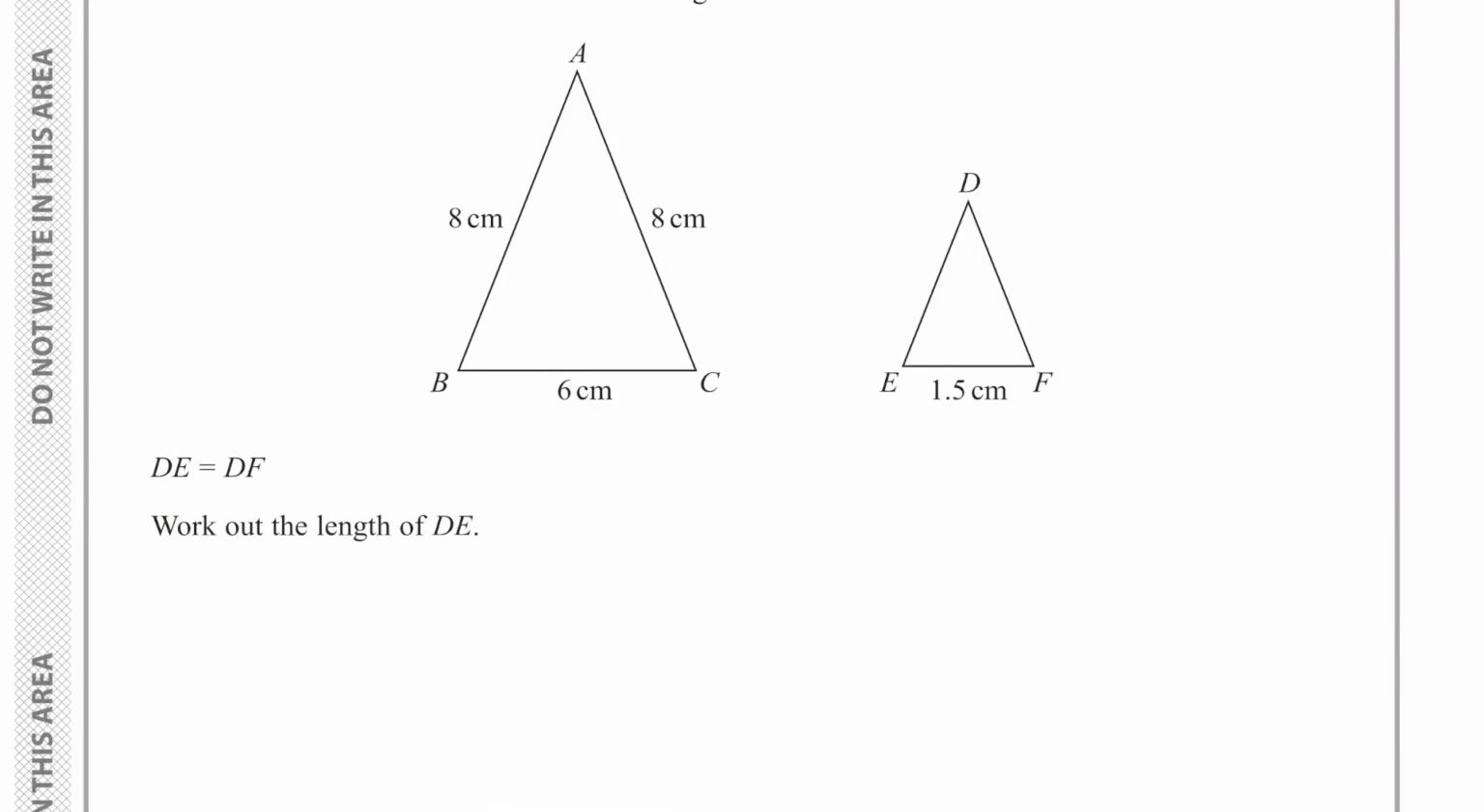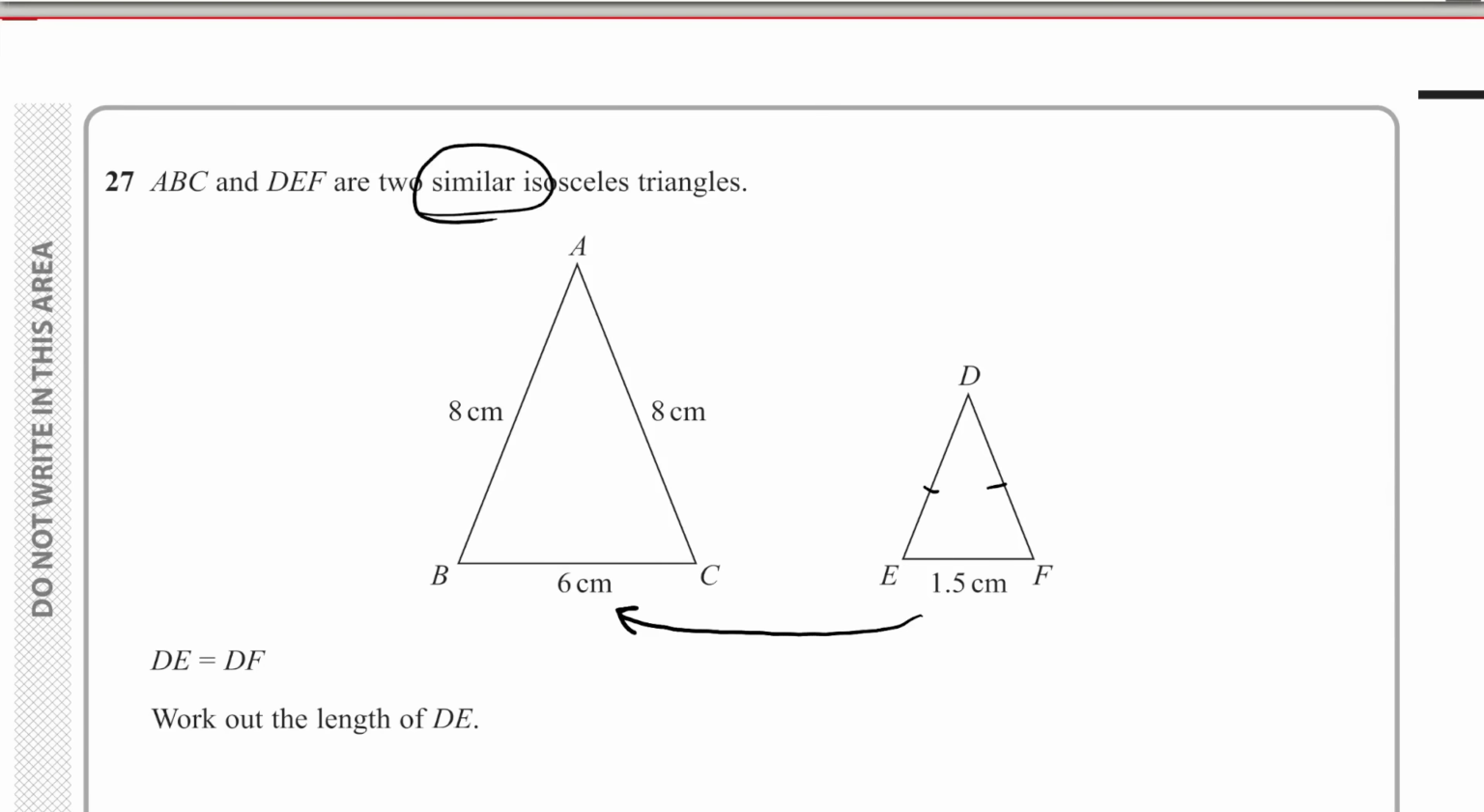Question 27. ABC and DEF are similar isosceles triangles. So D to E is the same as D to F because it's an isosceles triangle. Work out the length of D to E. So to go from the little shape to the big shape, because they're similar shapes, that means one's an enlargement of the other.